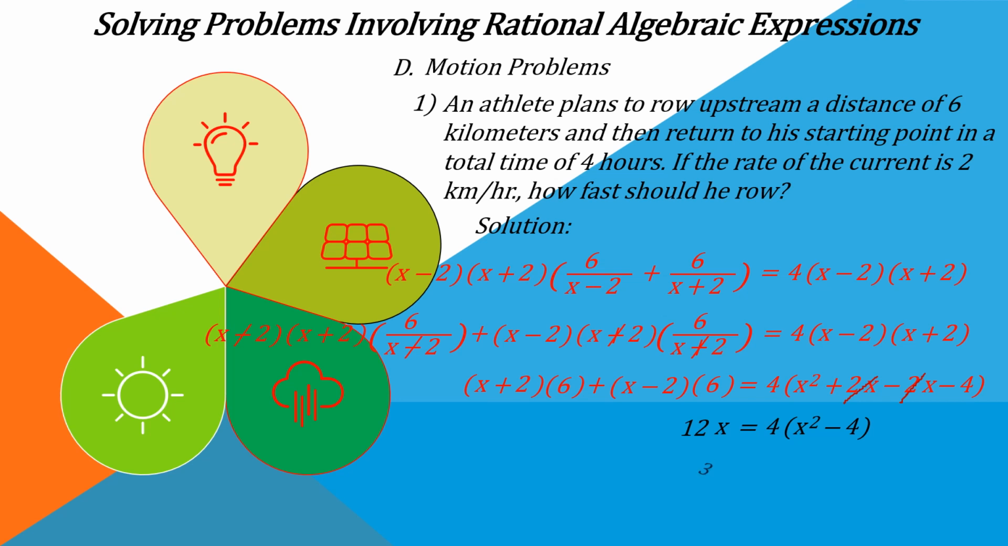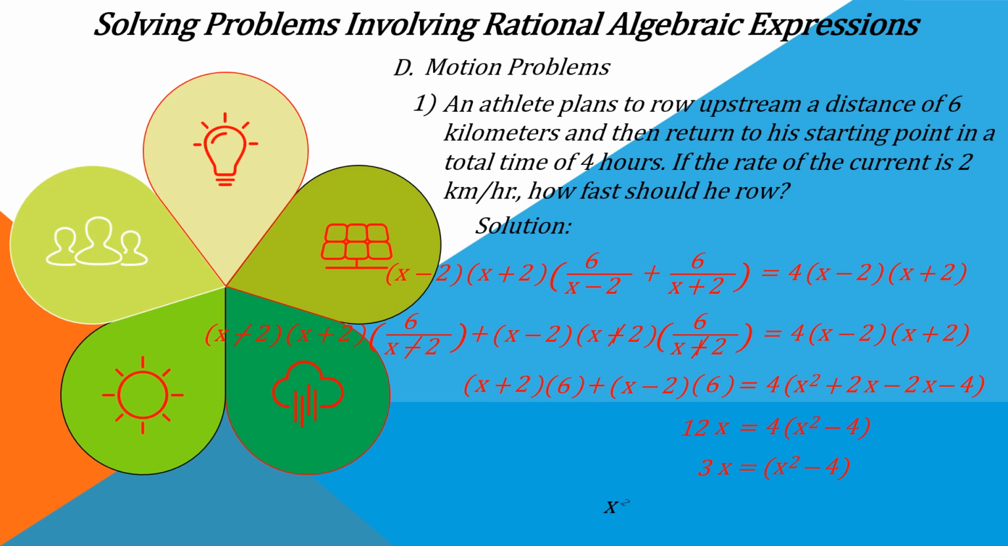So, simplifying the equations, we have 3x is equal to x squared minus 4. So, we arrange the equation, we have x squared minus 3x minus 4 is equal to 0. And again, this is a quadratic equation, which we can simply solve by factoring the general trinomial.